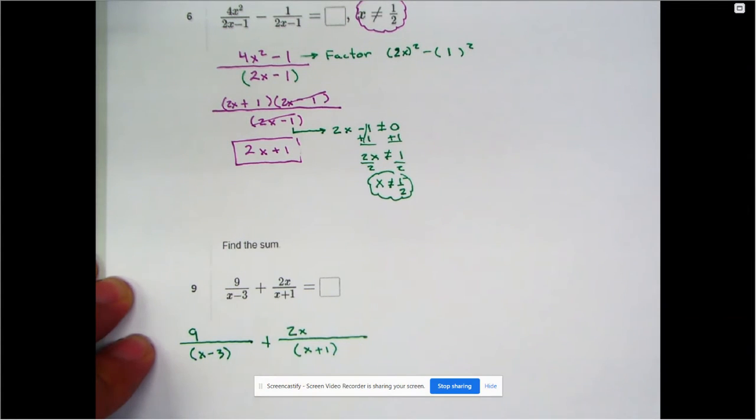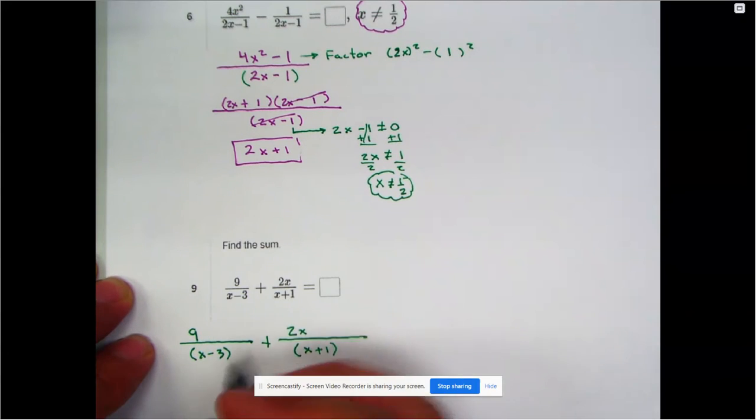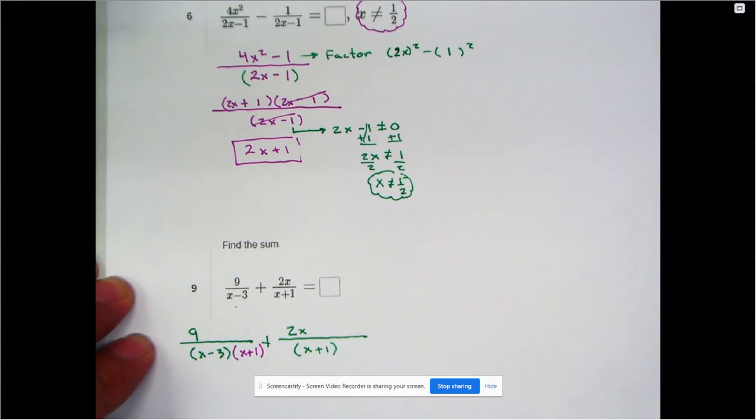Notice how I'm just writing it down, and I'm putting it in parentheses for a reason. When I look at this and I want a common denominator, a common denominator in algebra just means I should be writing all the factors I see below. So x minus 3 is there, but I need to write x plus 1 because I want this one and this one to have the same thing.